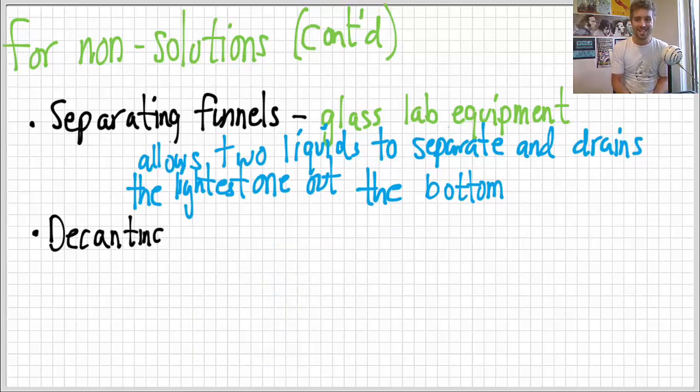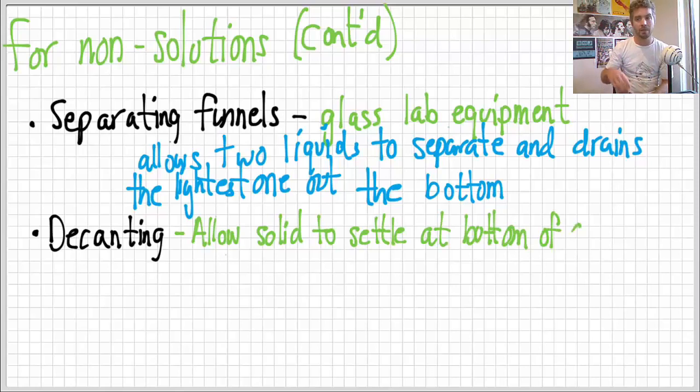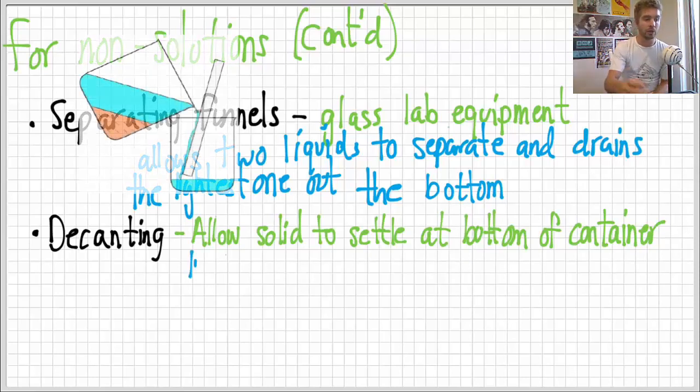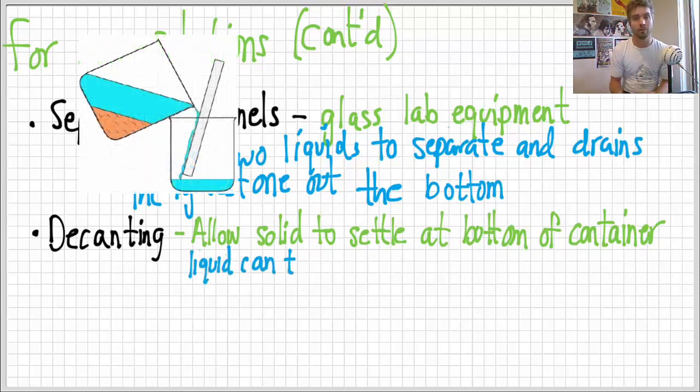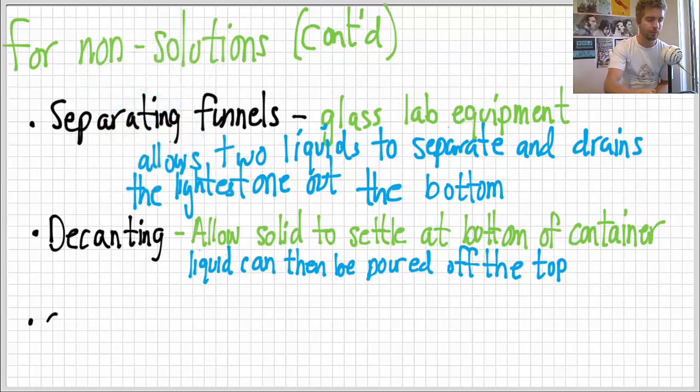Decanting is the next kind, and decanting is basically letting a mixture sit, like that salad dressing when you put it in the fridge and it separates. Decanting is usually when there's a solid in a liquid, and you let it settle to the bottom, and then you can pour the liquid off the top, or use all kinds of different ways to get the liquid out. Sometimes they'll then filter the liquid. That's decanting, just letting everything settle.